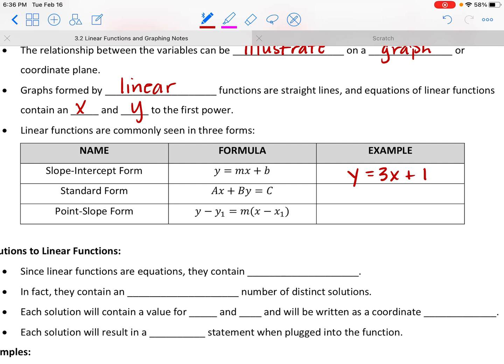All right, then we have something called standard form. Similarly, we are going to leave our equal sign, our x to the first and our y to the first, but a, b, and c get replaced by numbers. So that is the formula for standard form.